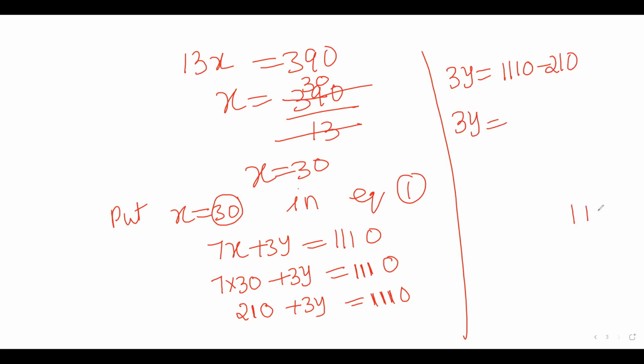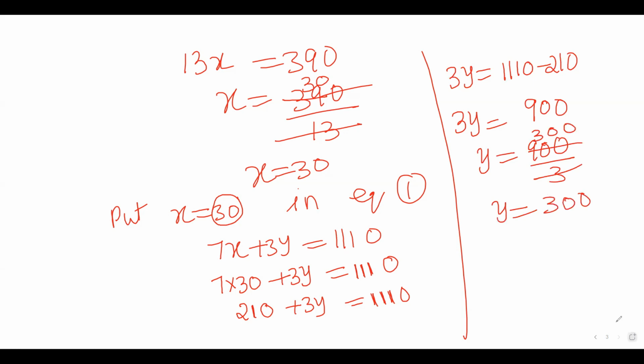Subtract 1110 and 210. 0, 0, 9. 11 minus 2 is 9. 900 remains. So y is equal to 900 by 3. Y is equal to 300. So x is equal to 30 and y is equal to 300.